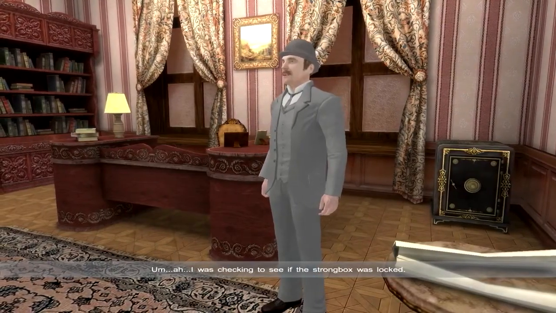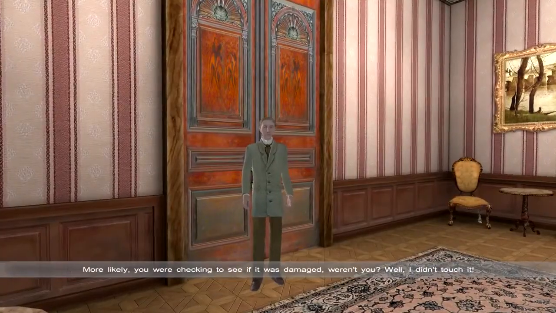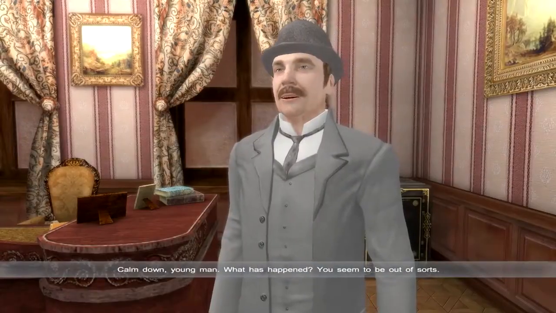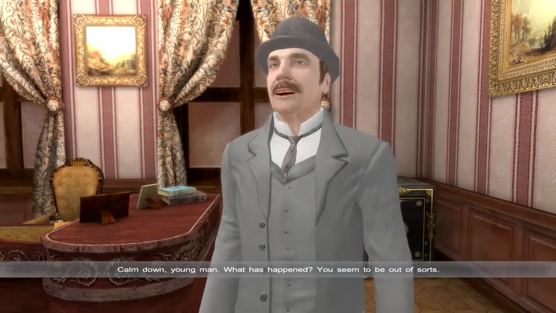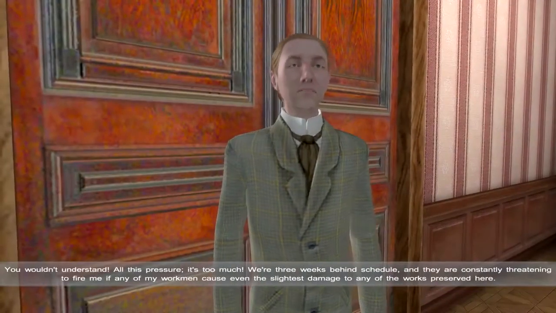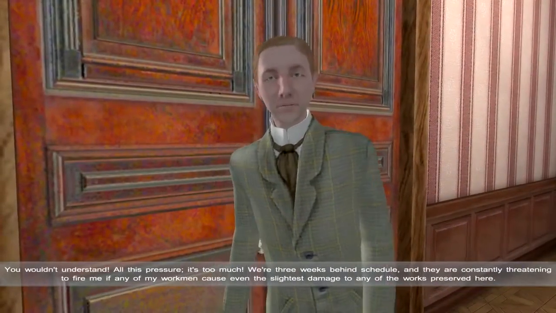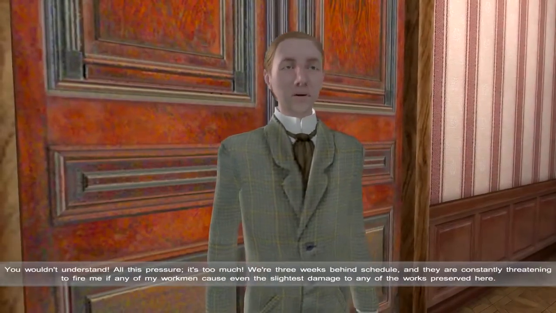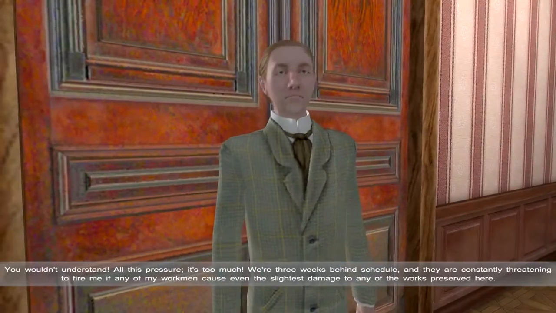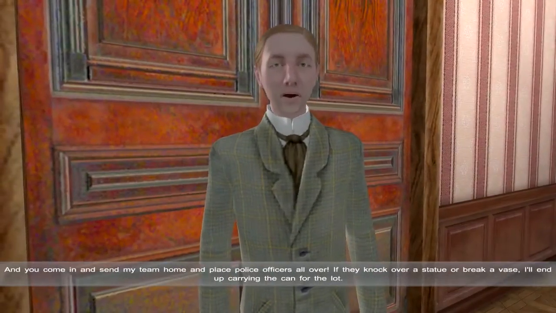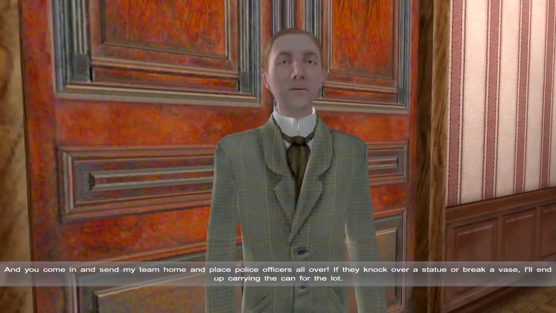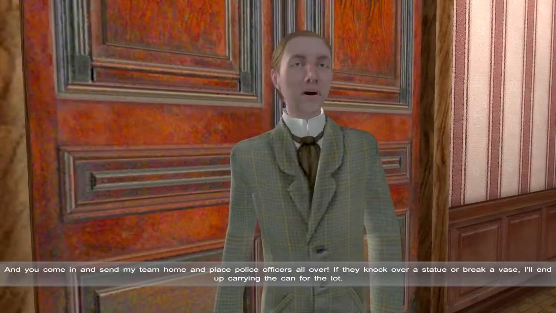What are you doing there? I was checking to see if the strongbox was locked. More likely you were checking to see if it was damaged, weren't you? Well, I didn't touch it. Calm down, young man. What has happened? You seem to be out of sorts. You wouldn't understand. All this pressure, it's too much. We're 3 weeks behind schedule, and they are constantly threatening to fire me if any of my workmen cause even the slightest damage to any of the works preserved here. And you come in and send my team home and place police officers all over?